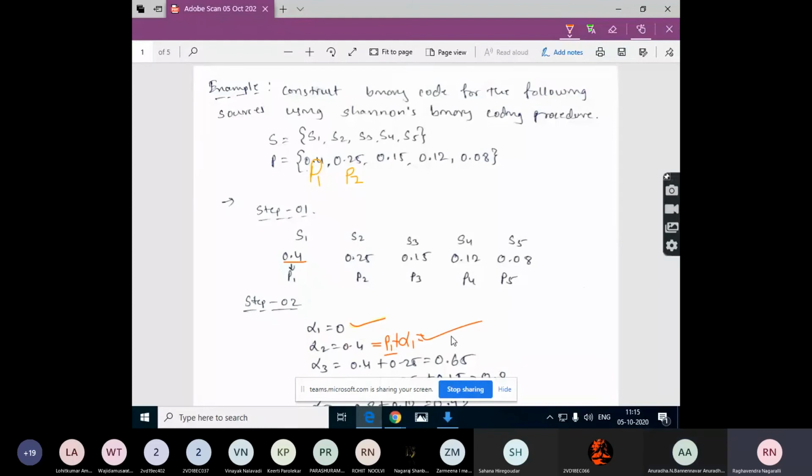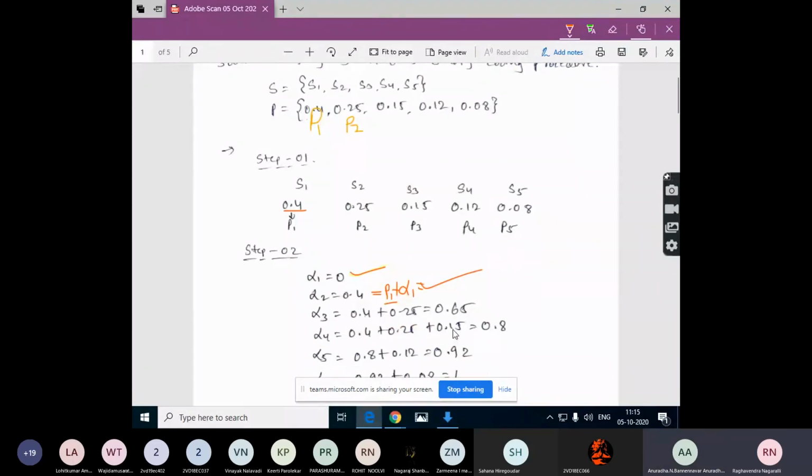Next, alpha 3. Alpha 3 is equal to P2 plus alpha 2. Alpha 2 is 0.4 and P2 is 0.25. 0.4 plus 0.25 is 0.65. So next, alpha 4.